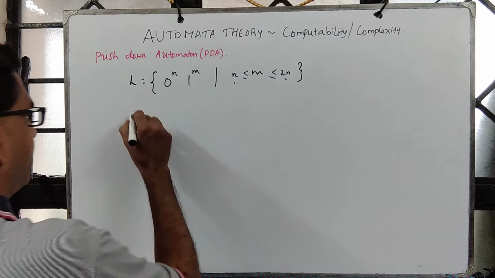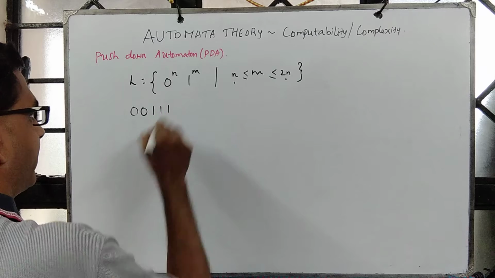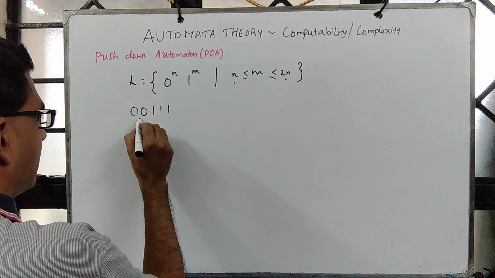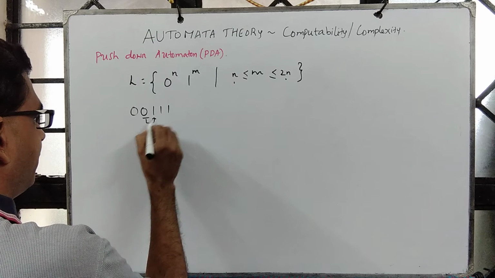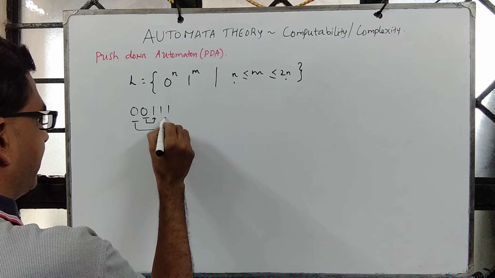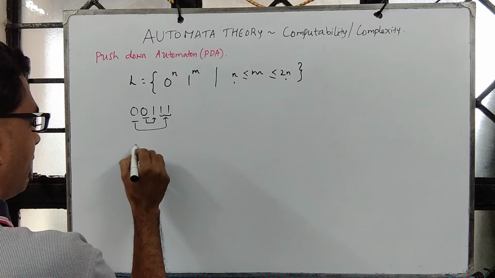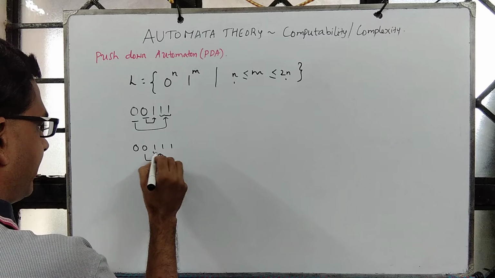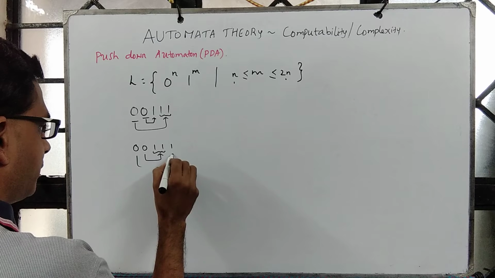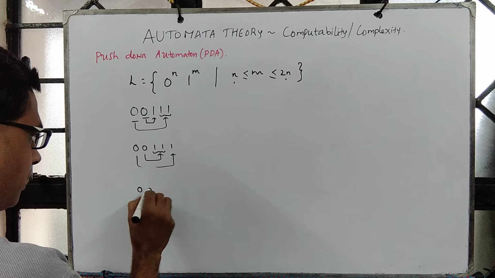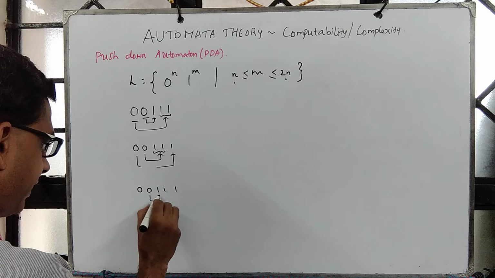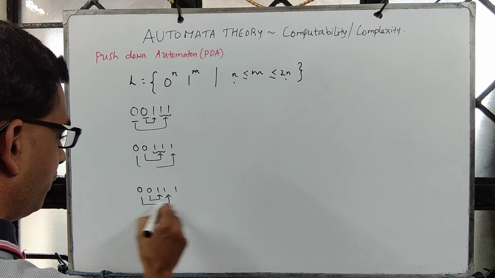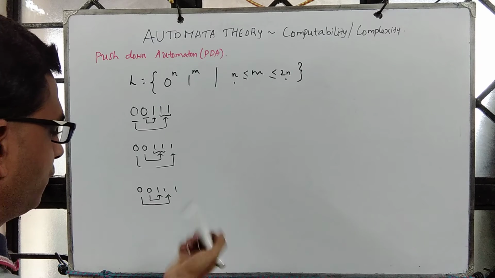So consider this input, 00 followed by 111. One says this 0 is associated with this pair, or 0 0 111, with this you associate this pair, with this you associate this, or it may be like this, with this you associate this, with this you associate this, and now this configuration it is of no use.